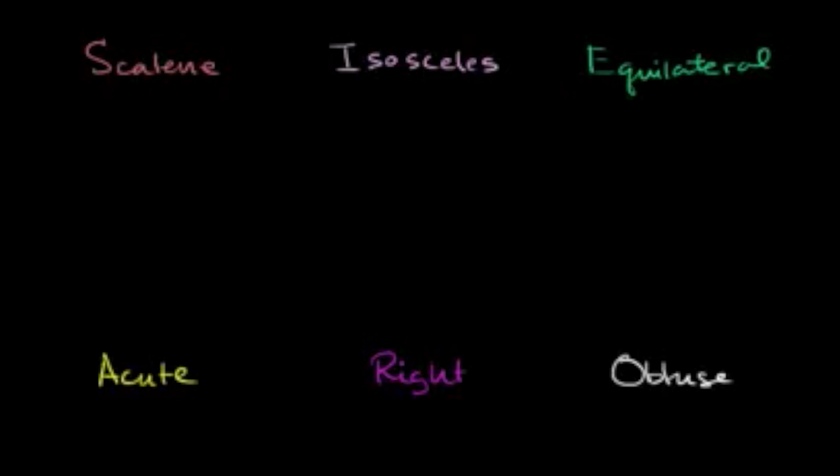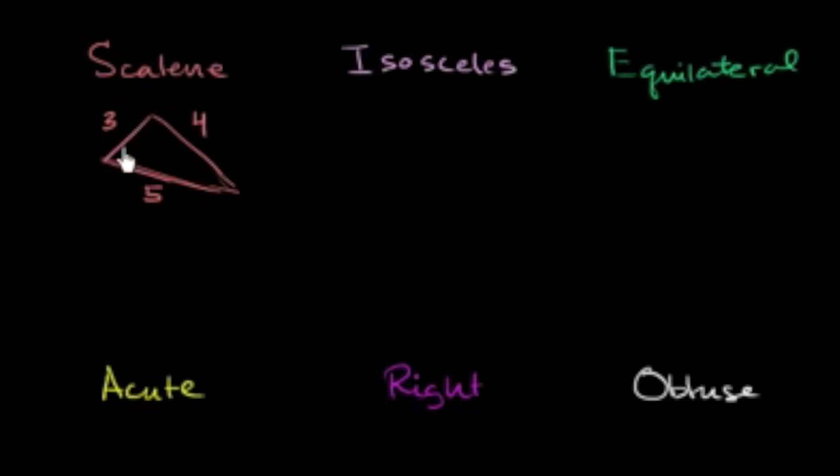What I want to do in this video is talk about the two main ways that triangles are categorized. The first way is based on whether or not the triangle has equal sides, or at least a few equal sides, and the other way is based on the measure of the angles of the triangle. So the first categorization right here, and all of these are based on whether or not the triangle has equal sides, is scalene. And a scalene triangle is a triangle where none of the sides are equal. Scalene triangle. None of the sides have an equal length.